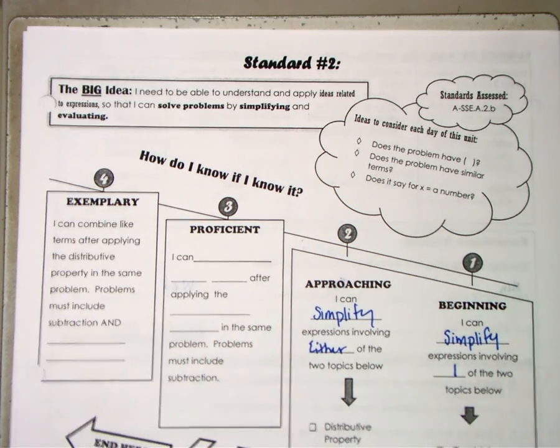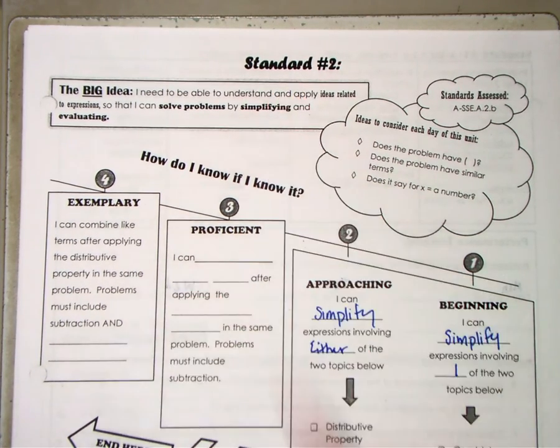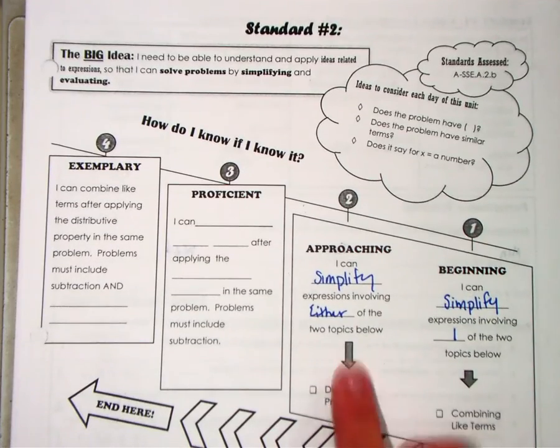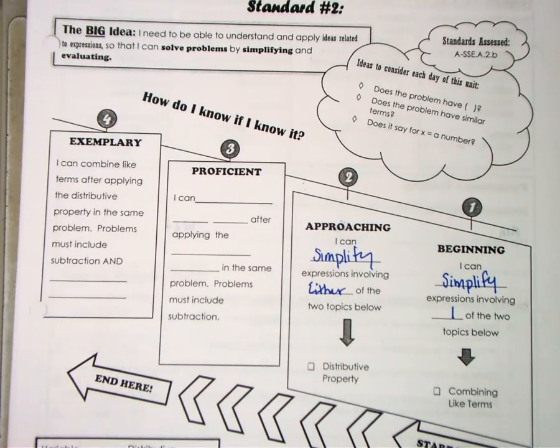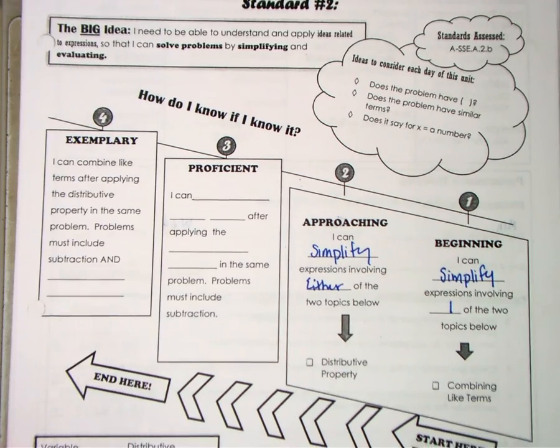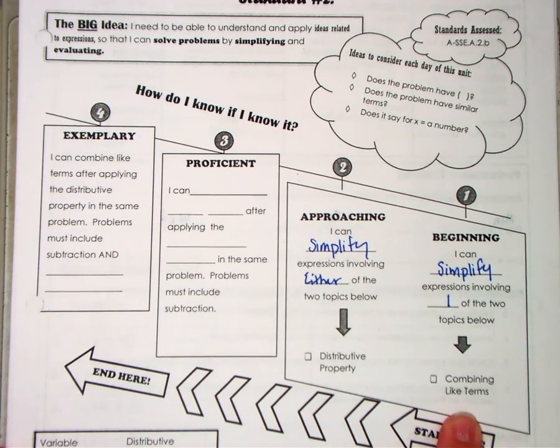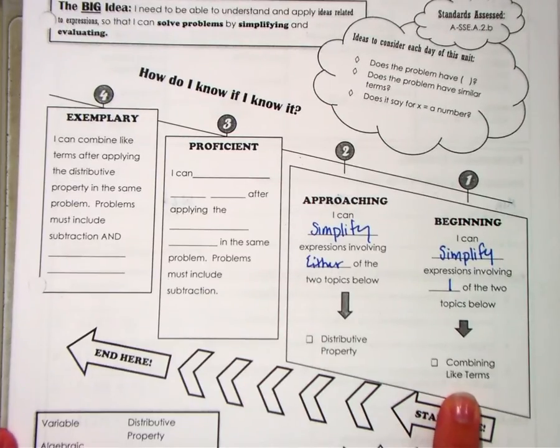This is page 11 of Standard 2. So I'm just pointing out that we have 2 skills that we need to be able to do to get a level 2. The first one is we have to be able to combine like terms, which we've been practicing and we're going to continue to practice.